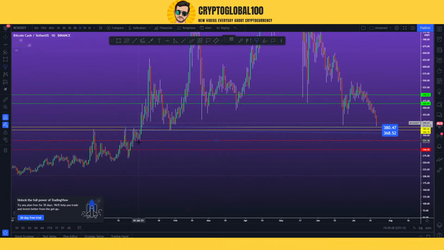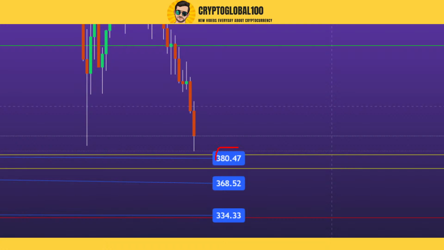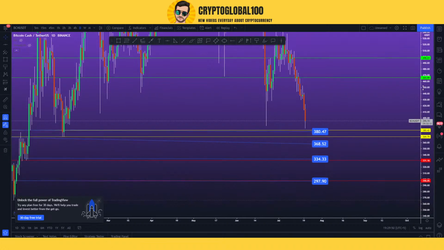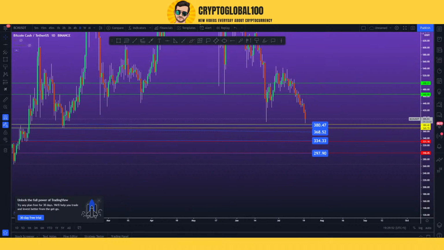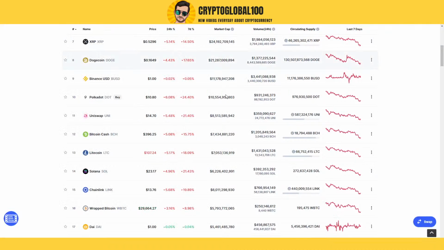We would be testing 334, and the next level would be this one again, 297. So these are the levels. Keep an eye on these levels. Anything going below 380 to 368, we would be testing 334 and then 297. So keep an eye on these levels. Okay, no questions we have.